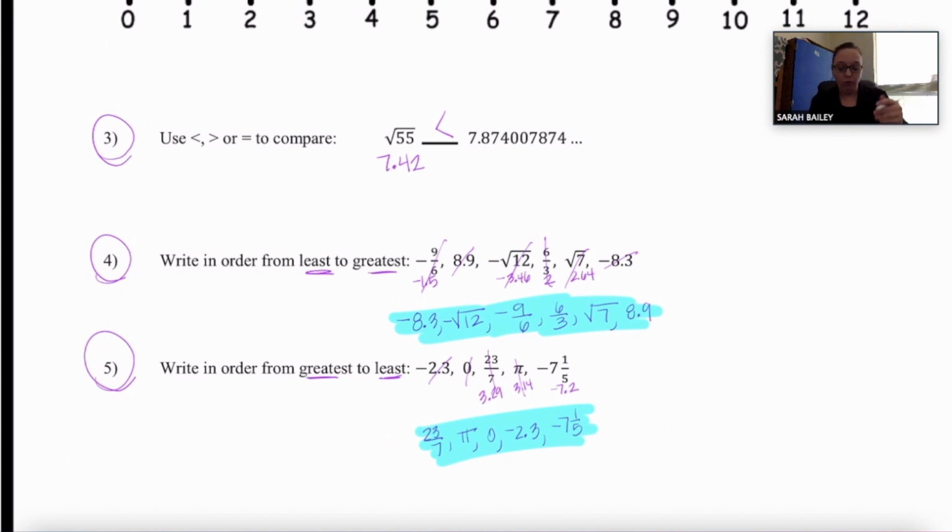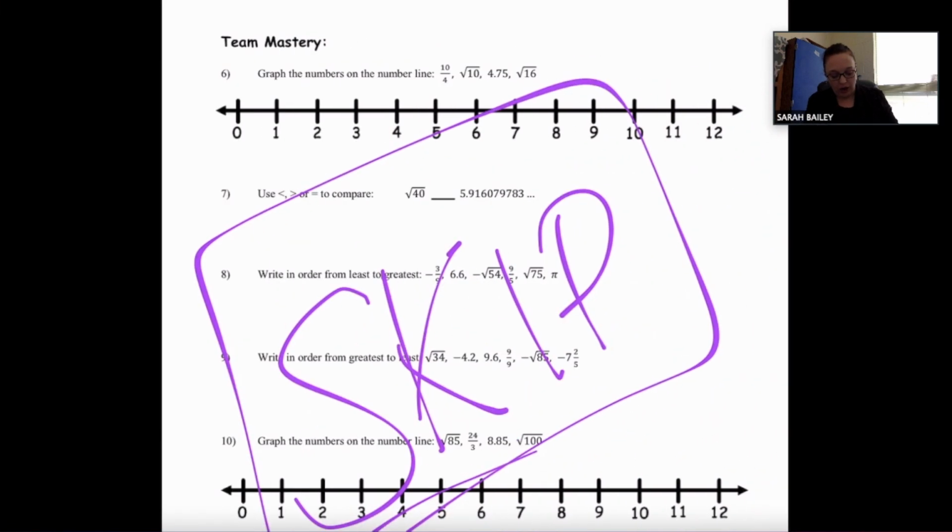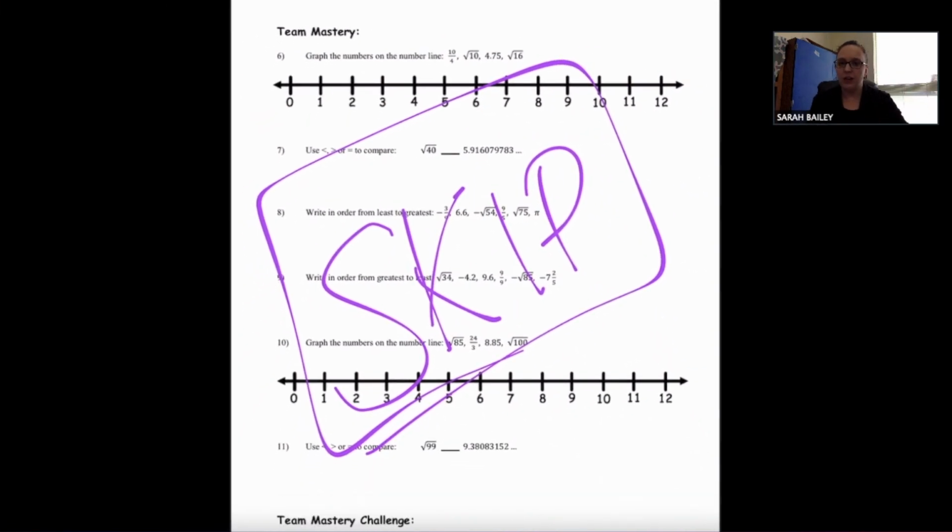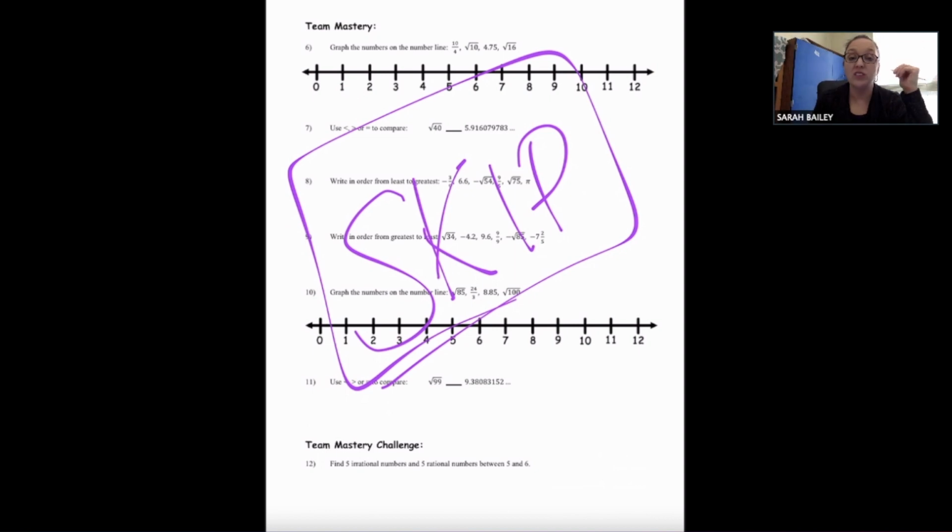Okay, if you'll flip to the next page, you can skip this entire page, but please write the word skip in large letters so that we know that it was intentionally not done. So we're going to skip these problems, and you're done with today's lesson.